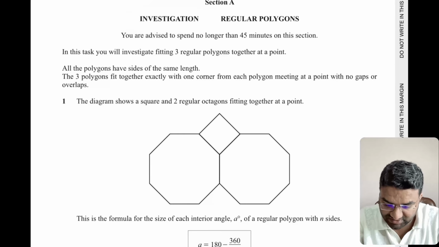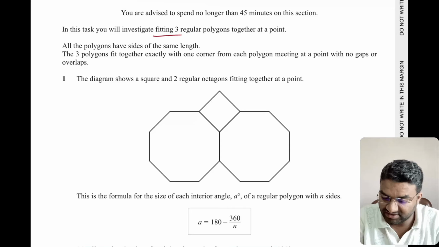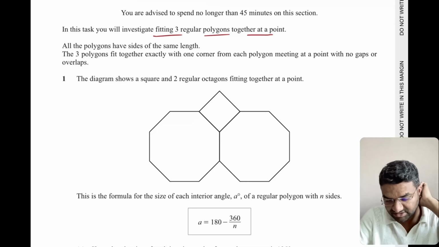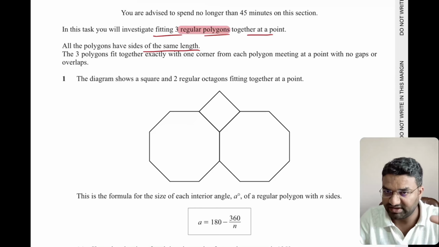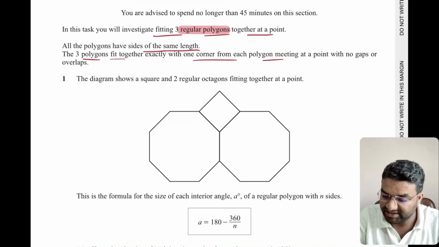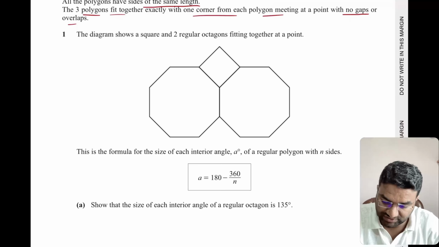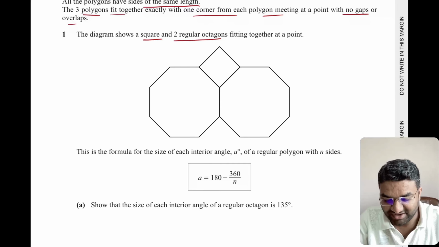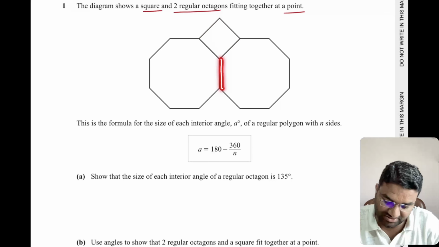So the first part says, in this task we will investigate fitting three regular polygons together at a point. All the polygons have sides of the same length, which means a regular polygon. Keep in mind that all sides of a regular polygon are the same. Three polygons fit together exactly with one corner from each polygon meeting at a point with no gap or overlap. The diagram shows a square and two regular octagons fitting together at a point.